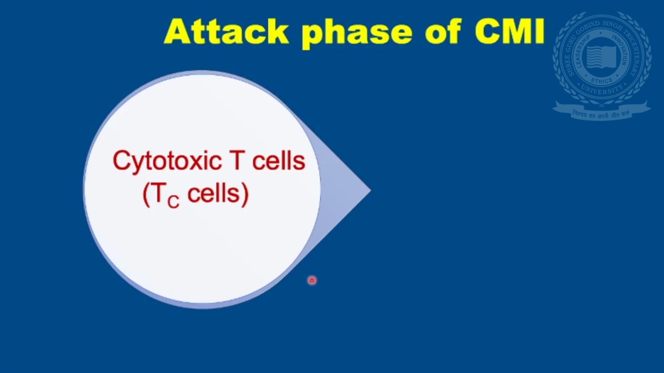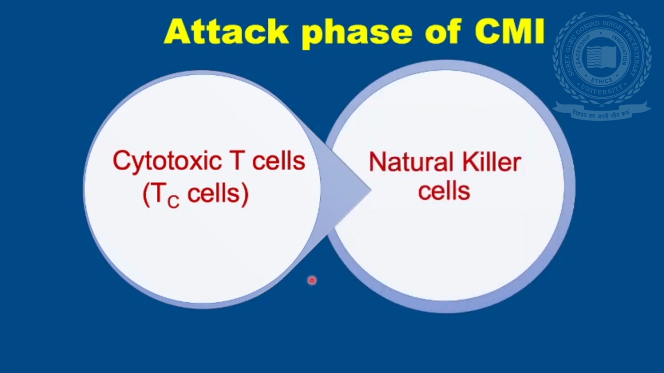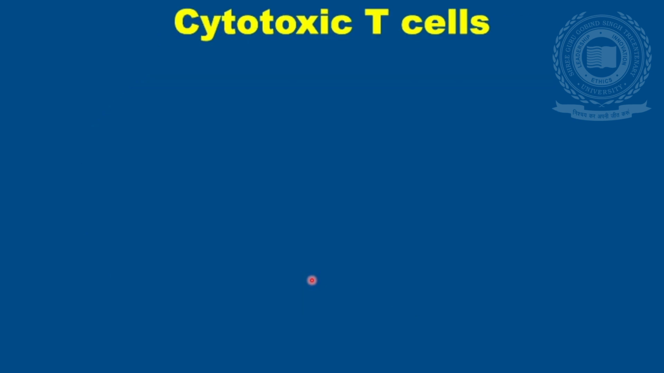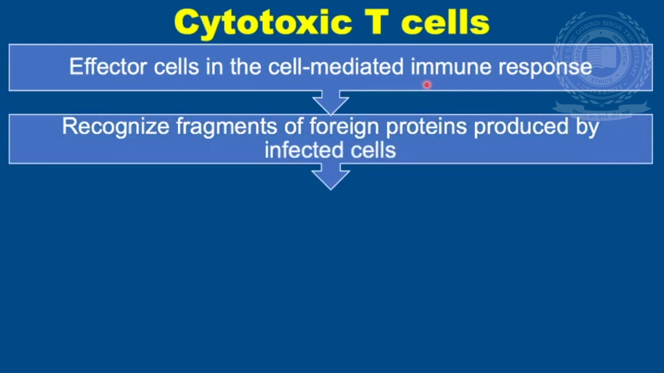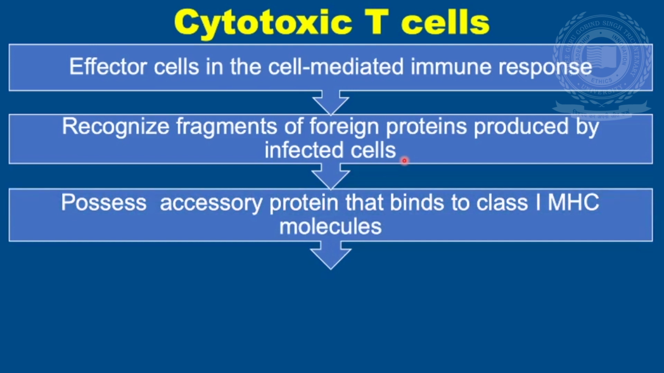Here comes the role of two types of cells, the cytotoxic T cells and the natural killer cells. They both are responsible for the attack phase of cell-mediated immunity. Cytotoxic T cells are the effector cells in the cell-mediated immune response. They recognize the fragments of foreign proteins produced by the infected cells. They possess the accessory protein that binds to the class 1 MHC molecules.